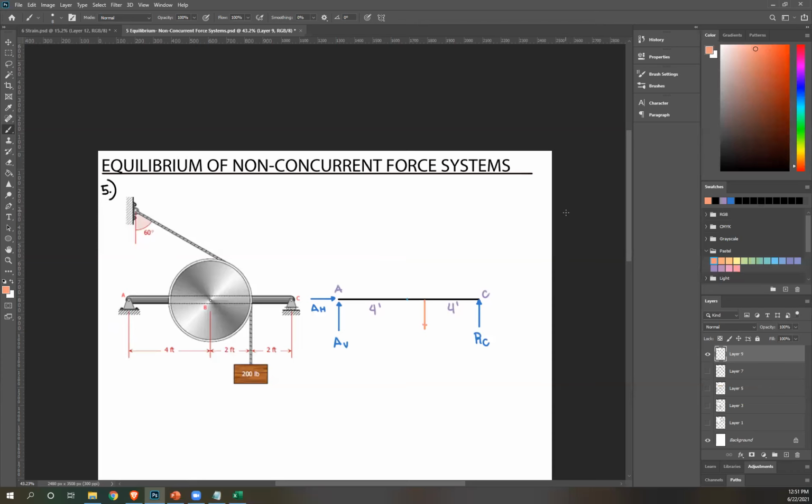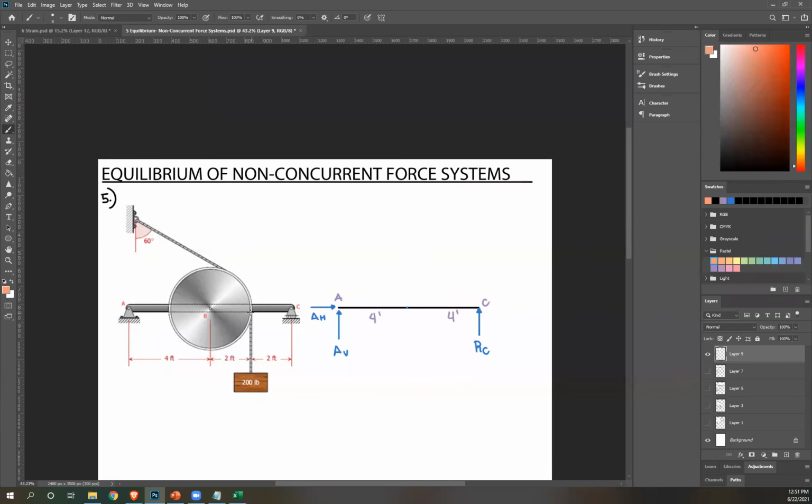Let's write it this way instead. So we have a downward force here, which is 200. And then we have a force here. Since this is a pulley, it's the same as 200. It's always outward from the pulley. So this is 200. Get the resultant of that. And the resultant of that will act at point B. This is your point B. It's going to act here.